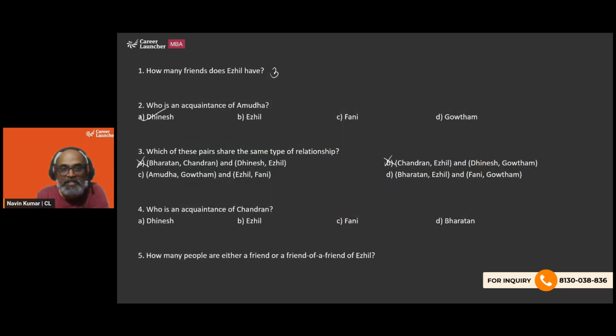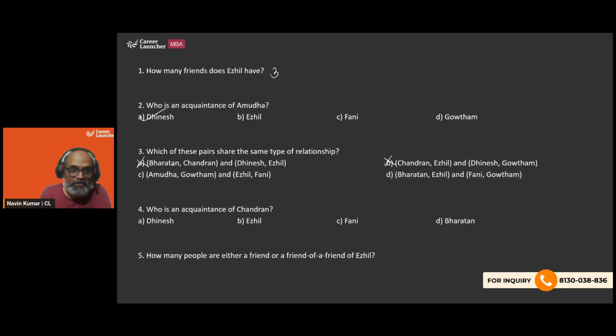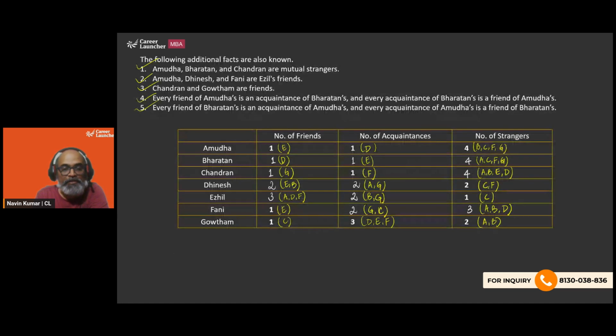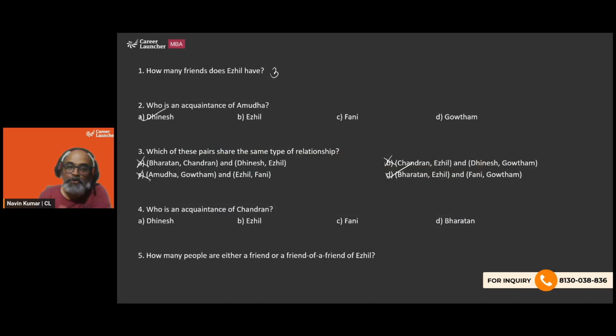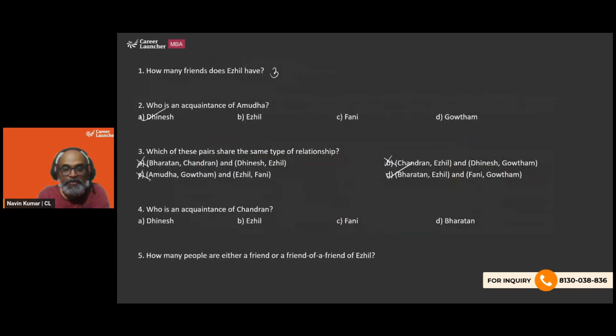Next, A, G, E, F. A and G are strangers. F and E are not strangers. So this is also ruled out. Obviously, the last option will be correct. B, E, F, G. B and E are acquaintances. F and G are also acquaintances. Right? Next, who is the acquaintance of C? C's acquaintance is going to be F. So we get F.